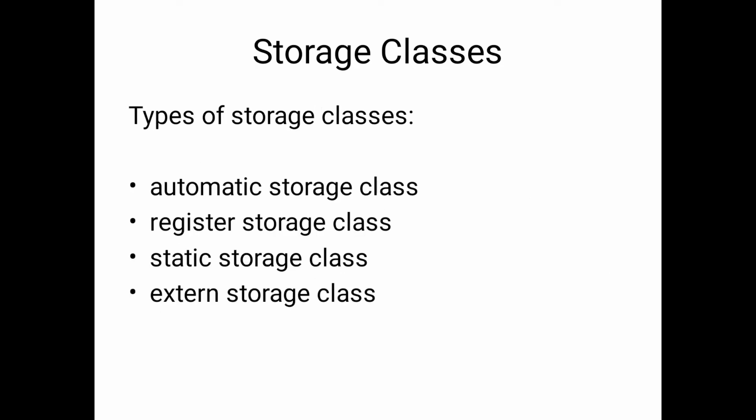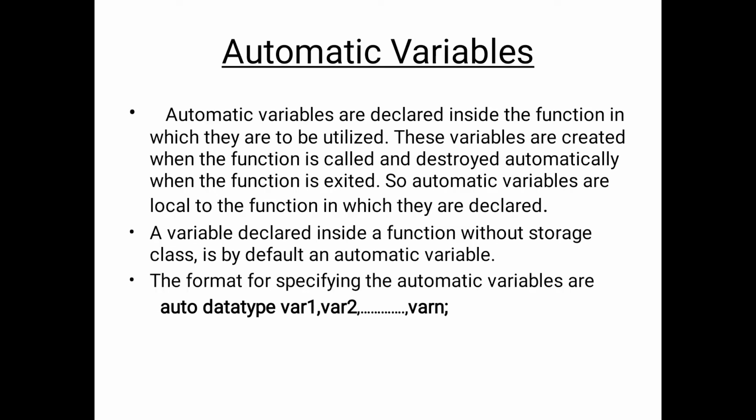Coming to the types of storage classes, we have 4 types of storage classes in the C language. One is the automatic storage class, second is the register storage class, third is the static storage class, and fourth is the extern storage class. So the automatic storage class is nothing but an automatic variable.